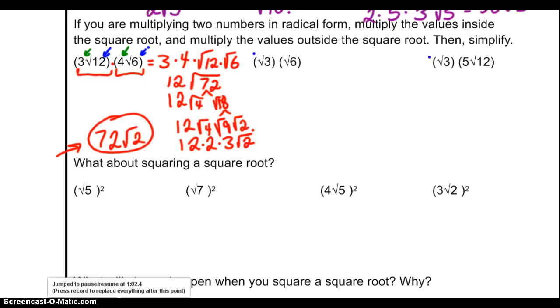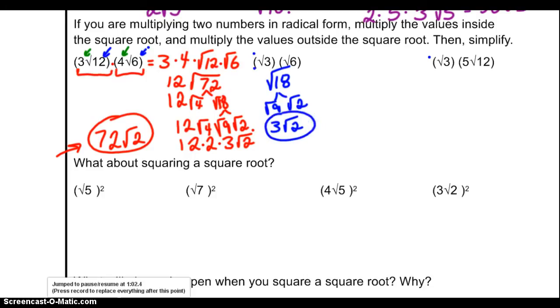Let's take a look. So the square root of 3 times the square root of 6. Well, there are no numbers on the outside of the square roots, so I'll just multiply the numbers on the inside. 3 times 6 is 18. Keep that under the square root. 18 breaks down into the square root of 9 and the square root of 2. The square root of 9 is 3, and the square root of 2 is prime, so that gets left over. So 3 square root 2.